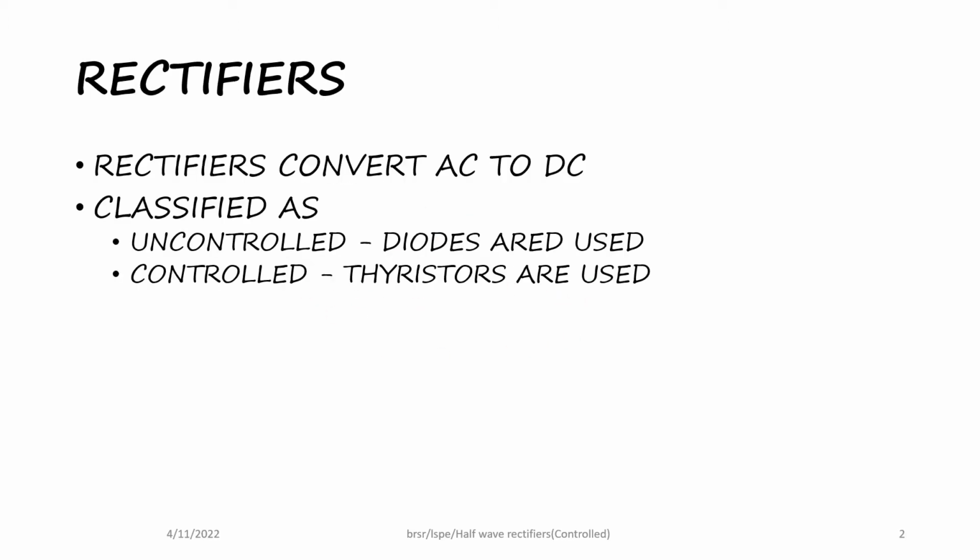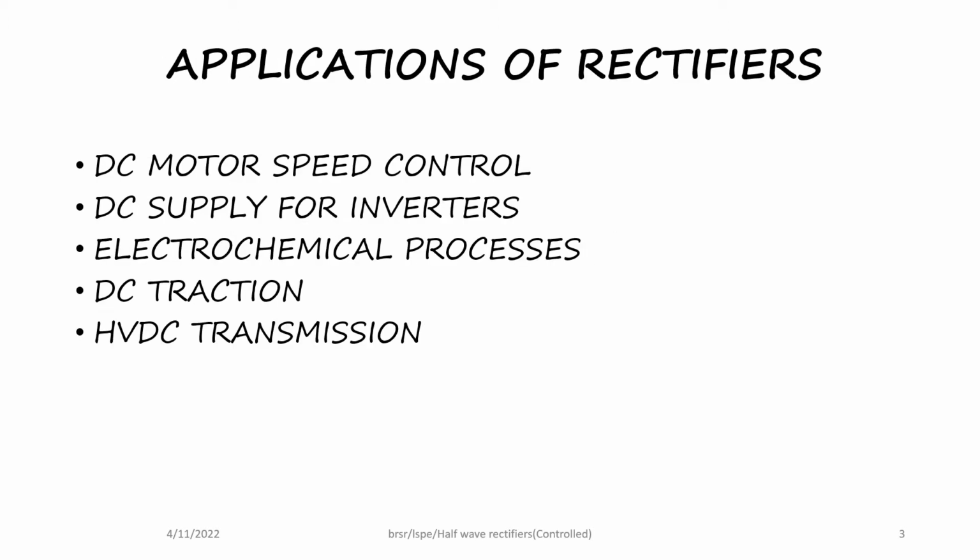In the last lecture we have seen about rectifiers, uncontrolled rectifiers. Rectifiers convert AC to DC. They are classified as uncontrolled if diodes are used, and controlled if thyristors are used. In my last video I posted the explanation for uncontrolled rectifiers using diodes. And the applications of rectifiers are DC motor speed control, supply for inverters, electrochemical process, DC traction, and HVDC transmission.